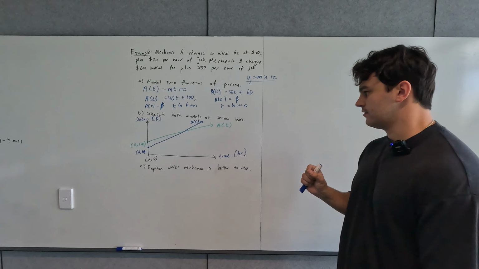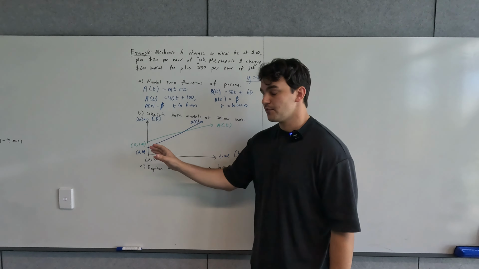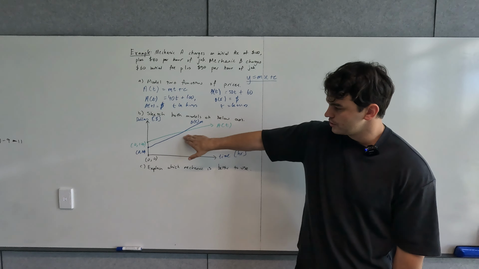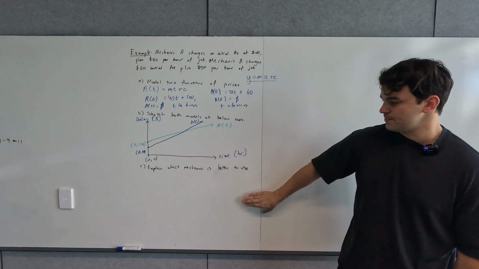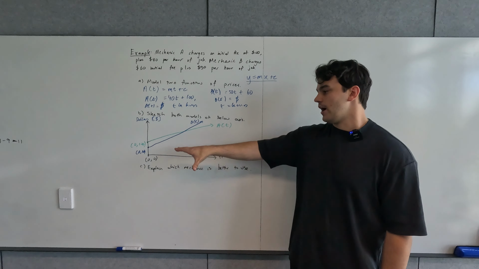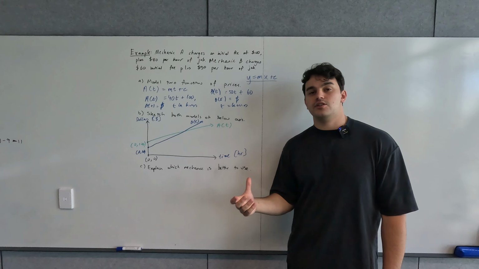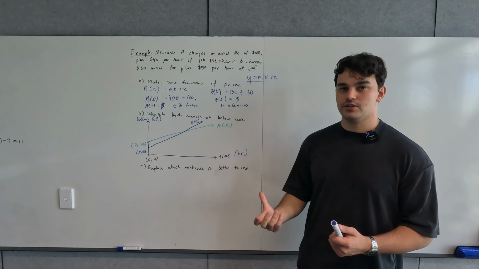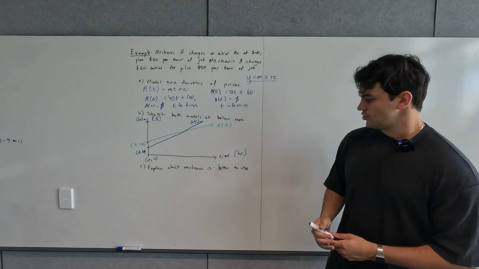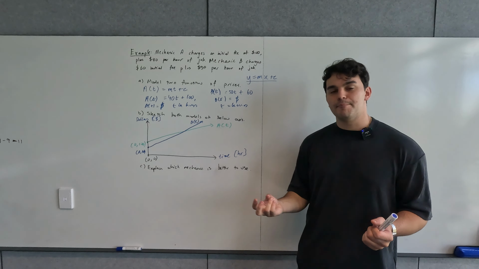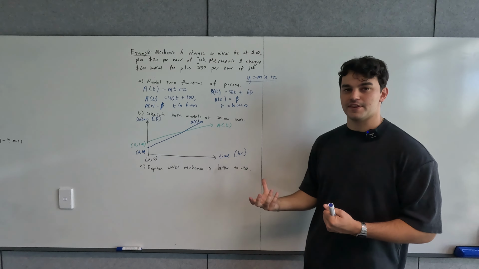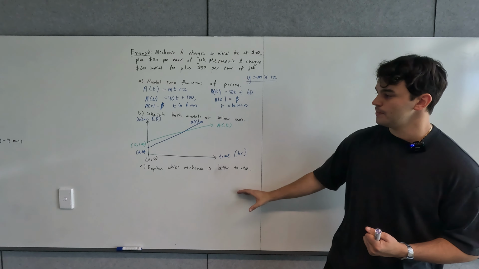Now, one other thing that I haven't mentioned yet is that I haven't found an anchor point yet, because I'm going to use the intersection as an anchor point. I know in part C, because I've already read this question, it says explain which mechanic is better to use. That requires me to find the intersection. That intersection is going to allow me to have enough information for both graphs. Better in this case means cheaper for the customer, so that's what I'm going to assume in this question.